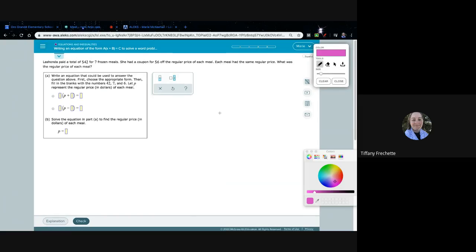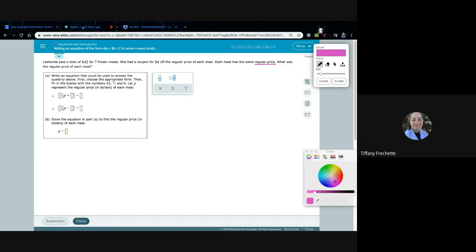So we have LaShonda paid a total of $42 for 7 frozen meals. She had a coupon for $6 off regular price of each meal. Each meal had the same regular price. What was the regular price of each meal? So we don't know what the regular price is. They keep throwing that word out there.